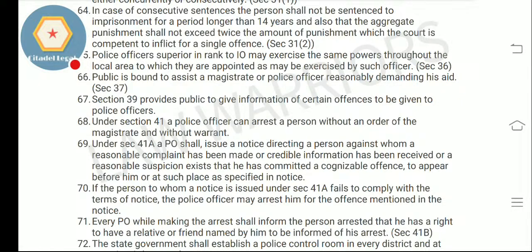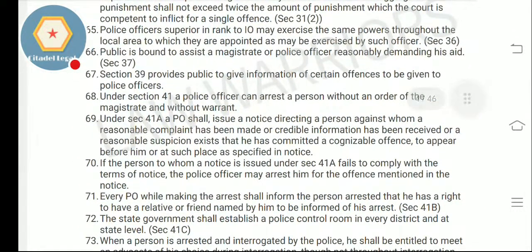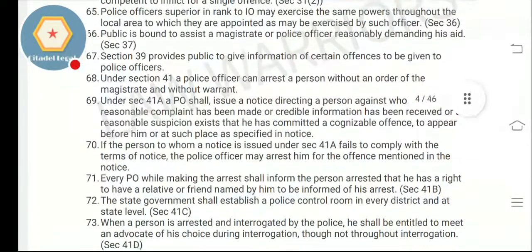Now, under section 41A, a police officer shall issue a notice directing a person against whom a reasonable complaint has been made, or credible information has been received, or a reasonable suspicion exists that he has committed a cognizable offence, to appear before him or at such place as specified in the notice. So section 41A deals with the notice by the police officer. There are three grounds: complaint, credible information, and reasonable suspicion that he has committed a cognizable offence. Always remember that this is a cognizable offence.